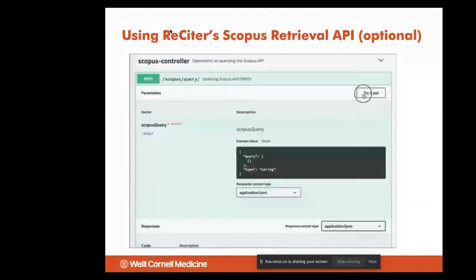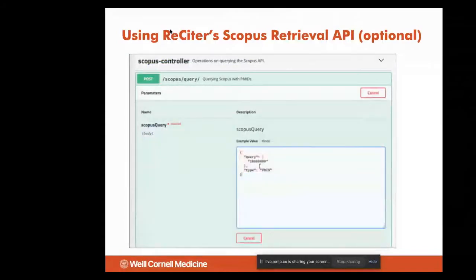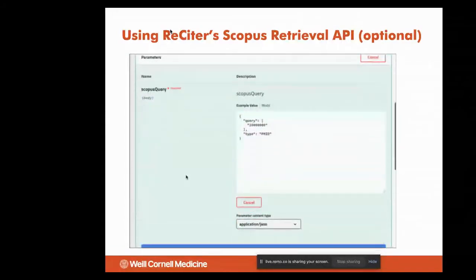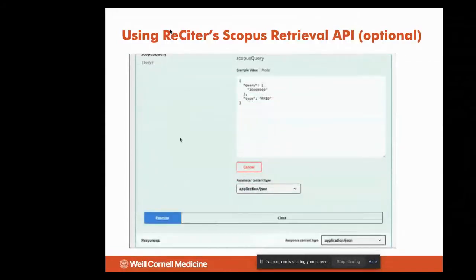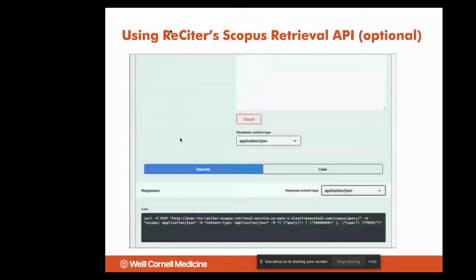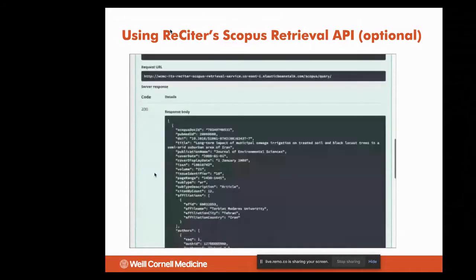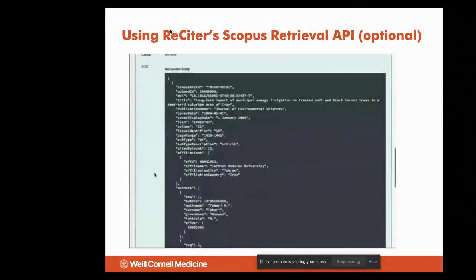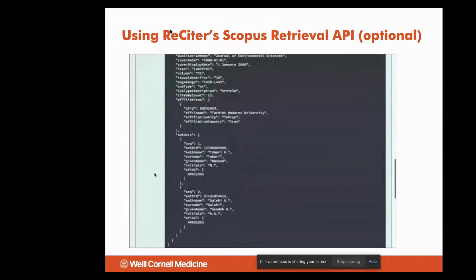We have a similar module for Scopus. So we use Scopus to retrieve additional data. Scopus is just optional. You don't have to use it with ReCiter, but it does provide times-cited data, which our users are interested in having. And sometimes it contains the verbose full name of a given author.